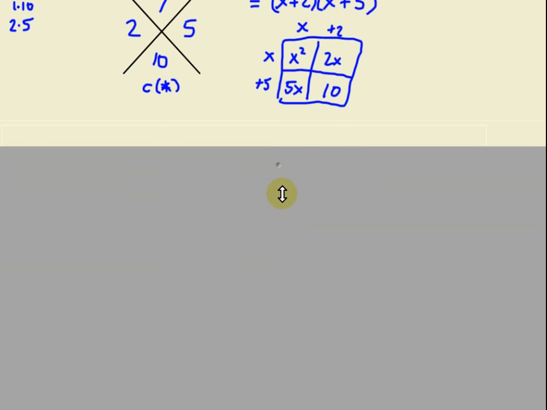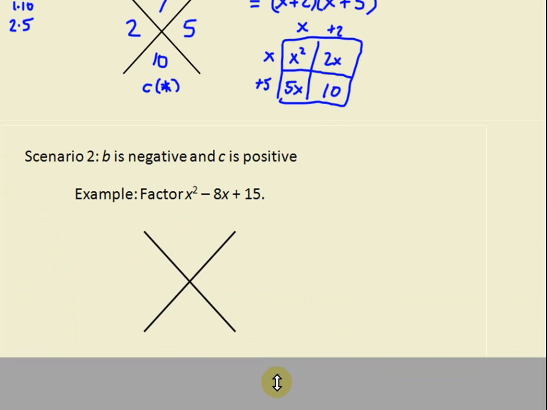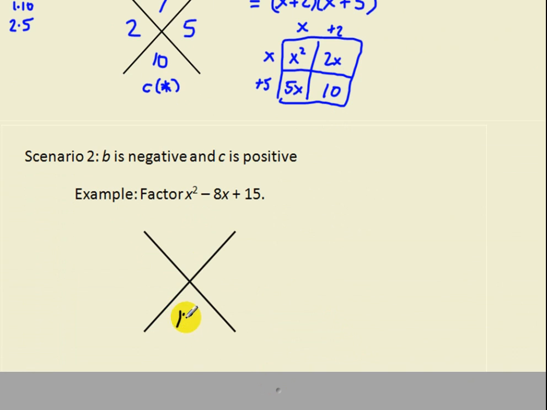Okay, number 2, here we have c is still positive, but b is now negative. So stop and think about, how can we get a product that's positive? That means the two numbers that we multiply together have to have the same sign. So either they're both positive or they're both negative. So then we look at the sign of b, and we see that's negative. Well, the only way you can have two numbers that add to a negative and are the same sign is if they're both negative.